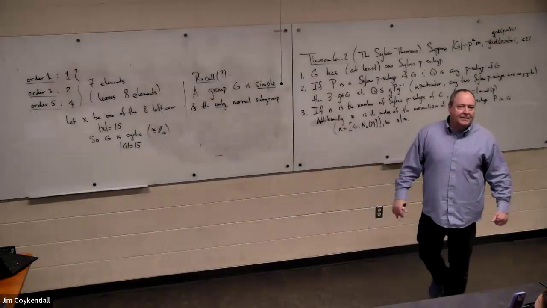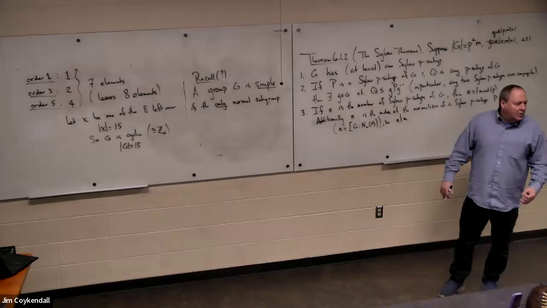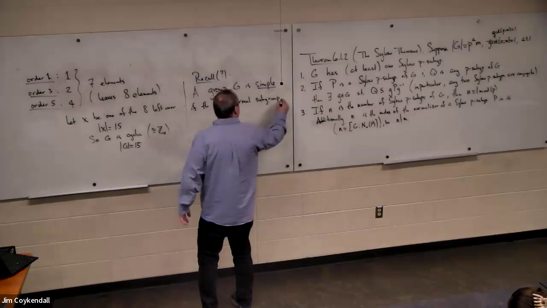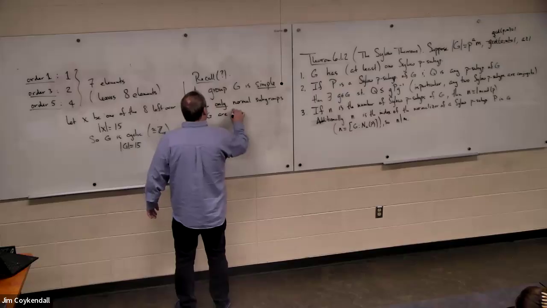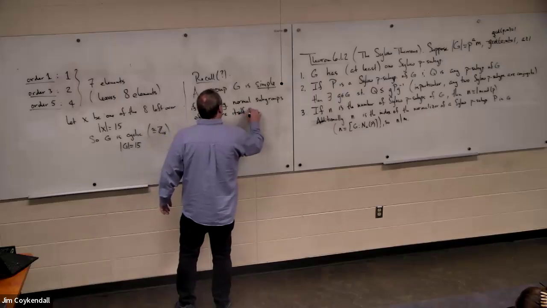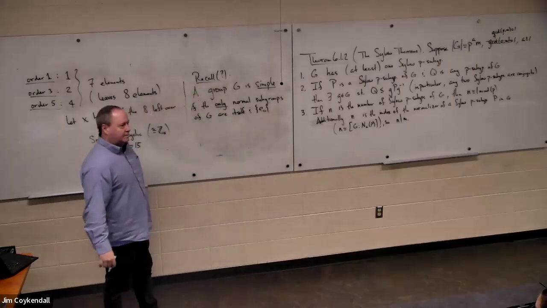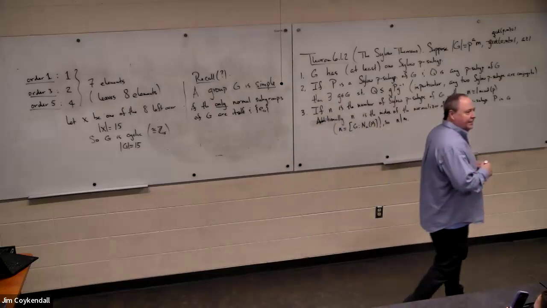Other questions? So a group is simple if its only normal subgroups are the silly ones: the only normal subgroups of G are itself and the identity. Can anybody give me an example of a simple group?